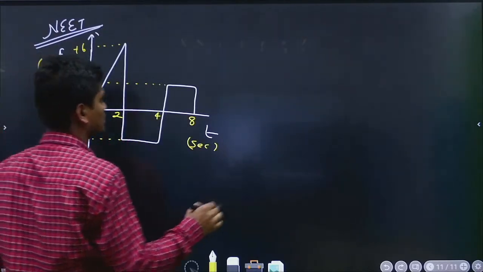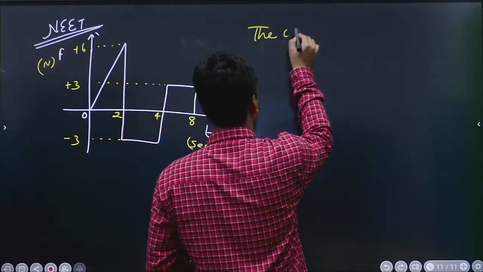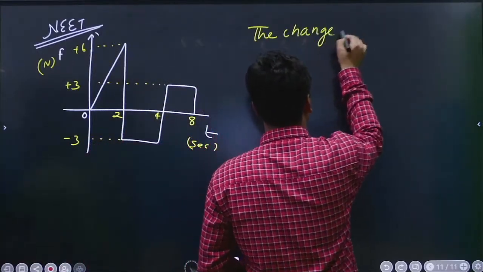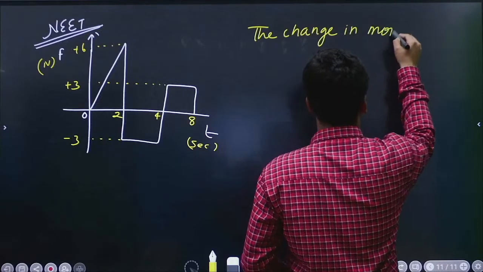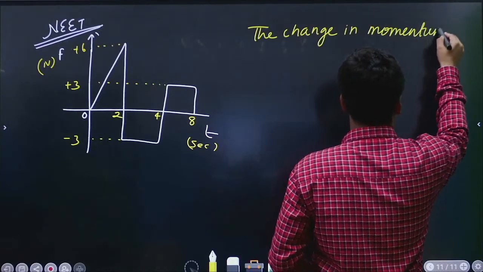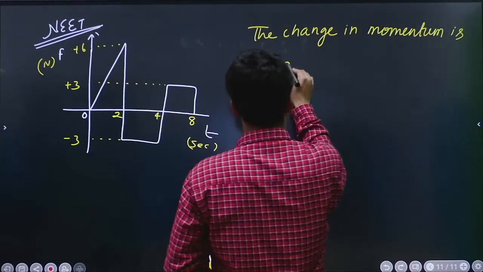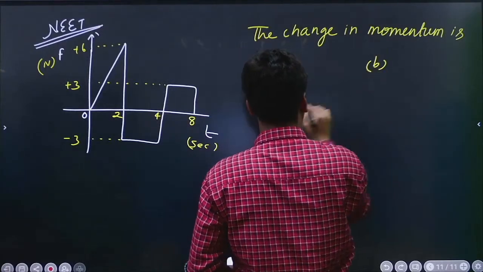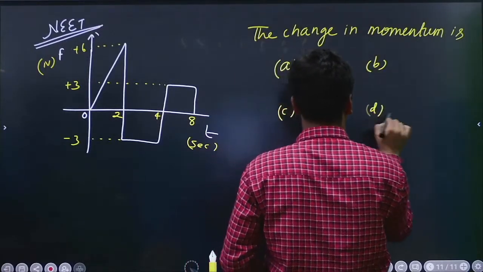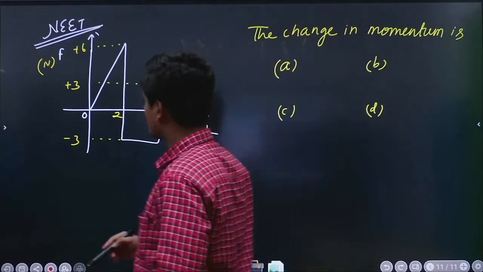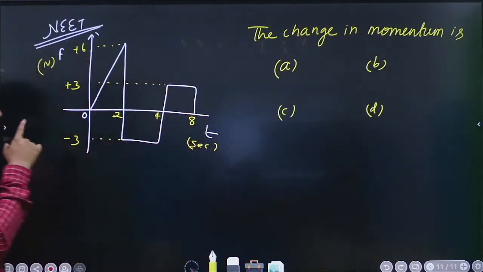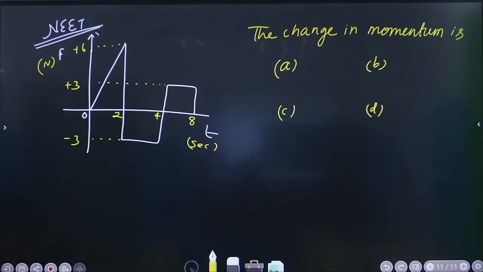Now they're asking the change in momentum in this case. Change in momentum in the graph. Change in momentum is how much? Option A, option B, option C, option D, it is given like this. Okay, so what you do? Here you have to find the positive area. Above the time axis is positive area, below the time axis is negative area. So you try to find yourself.